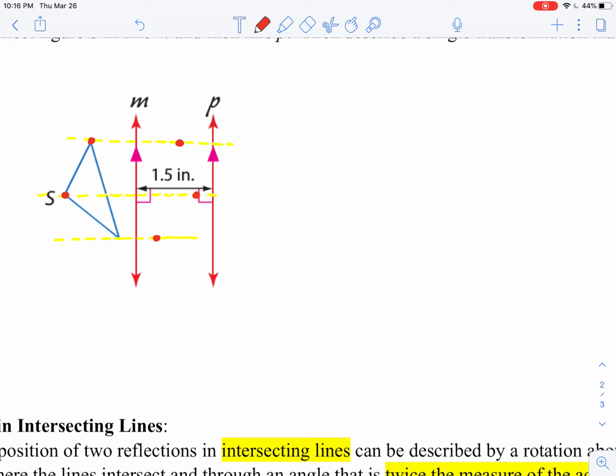Okay, again, I have to sort of eyeball this on my iPad, but triangle S prime should look something like this.